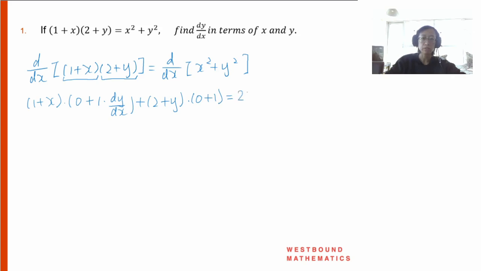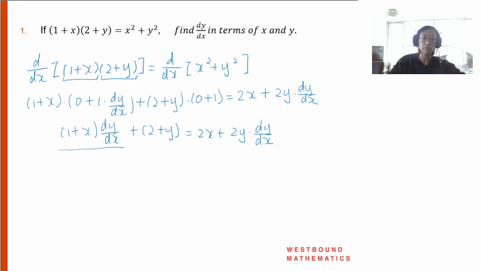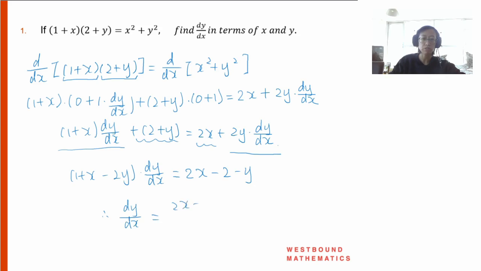The same on the right-hand side, so it's equal to 2x plus 2y, and then need to times it by dy/dx. Let's simplify this a little bit. It became (1 plus x) dy/dx plus simply 2 plus y, and it's equal to (2x plus 2y) times dy/dx. Now I want to collect all the terms involving dy/dx and isolate them on one side of the equation. So now here I have (1 plus x minus 2y) times dy/dx is equal to, and then I move all the other terms to the other side of the equation. So it became 2x minus 2 minus y. So here I find my dy/dx in terms of x and y.